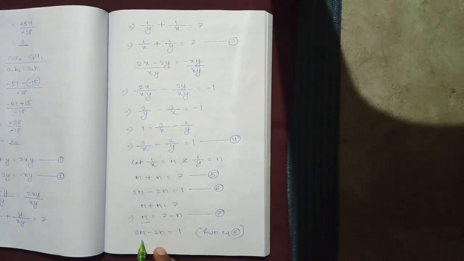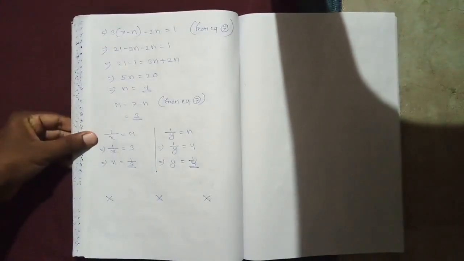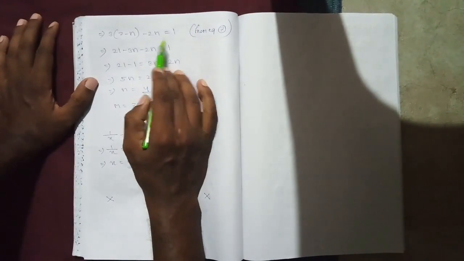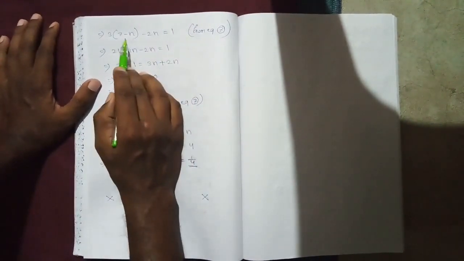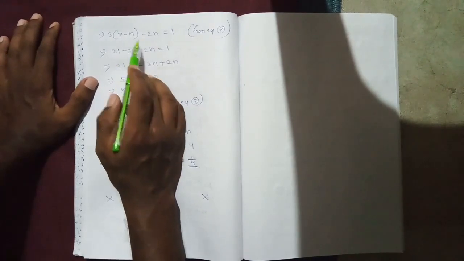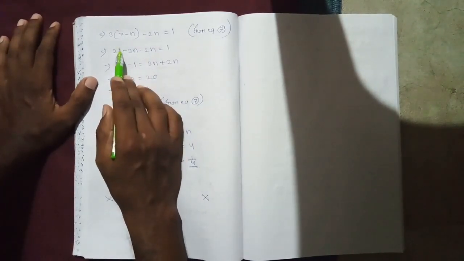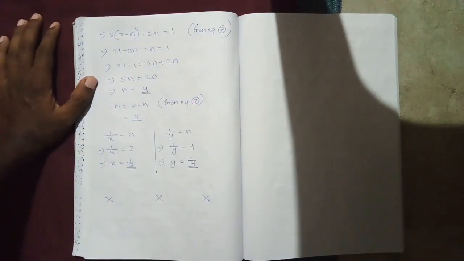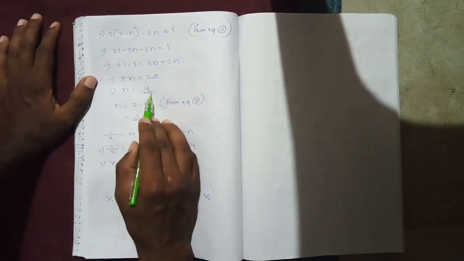Put the value of m here, 3 into 7 minus n. 3 whole 7 minus n. As you can see, 3 whole 7 minus n minus 2n is equal to 1. The m value was 7 minus n from equation 7. Then on opening the bracket, 21 minus 3n minus 2n is equal to 1. And this is clearly a linear equation in one variable. You can easily solve it. On solving you will get n is equal to 4.